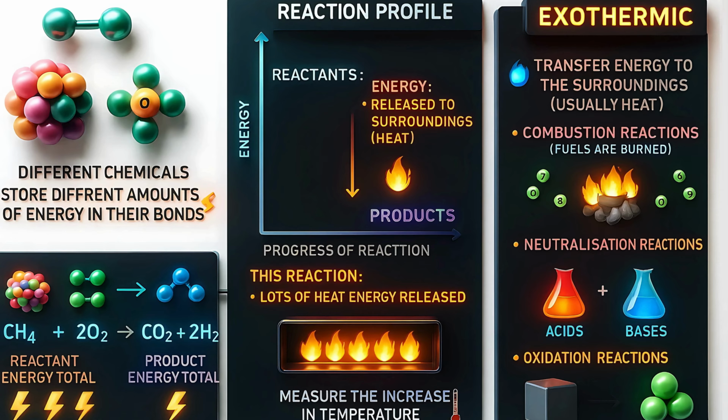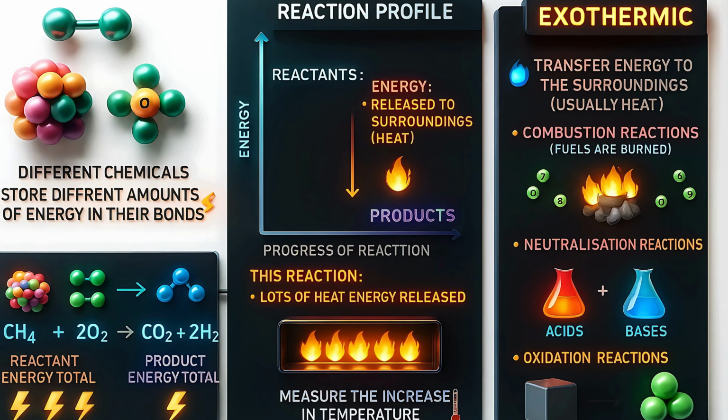In this particular example, the products, carbon dioxide and water, have less stored energy than the original reactants. That difference in energy tells us something very important about the type of reaction taking place. Let's represent this using a reaction profile. On the y-axis, we show the total energy of the molecules, and on the x-axis, we show the progress of the reaction from start to finish. On the left, we place the reactants, and on the right, the products. Because the products in this reaction have less energy, we place them lower down on the diagram.